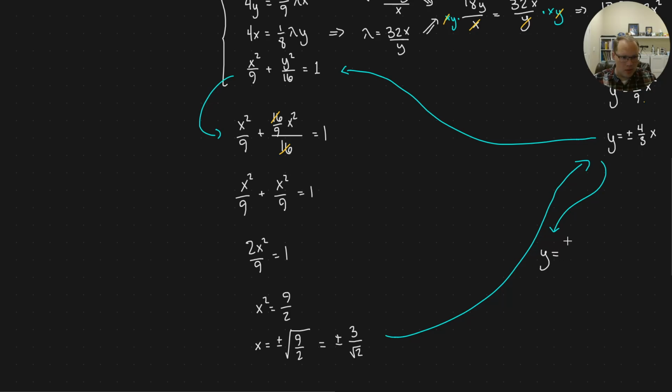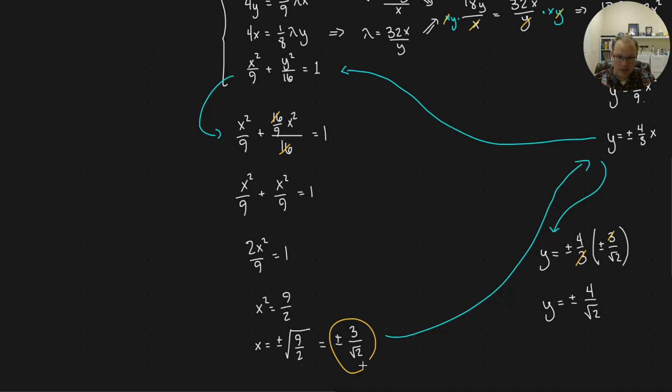So y is going to be equal to plus or minus 4/3, and then x is plus or minus 3 over root 2. Okay, the 3's cancel. The signs, well, if they both happen to be the same signs, I'll get a positive. If they're different signs, I'll get a negative, right? So it stays plus or minus. It could be positive or it could be negative, okay? And then I get 4 over root 2. All right? So what that's done for me is it's told me what all my x's and y's can be.